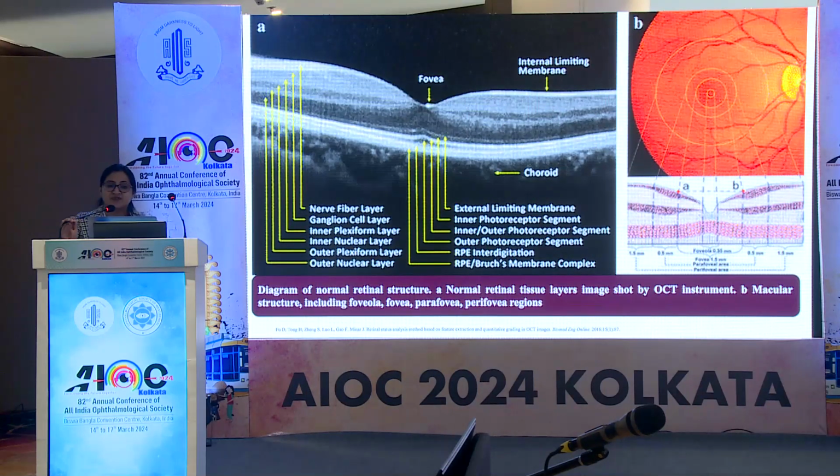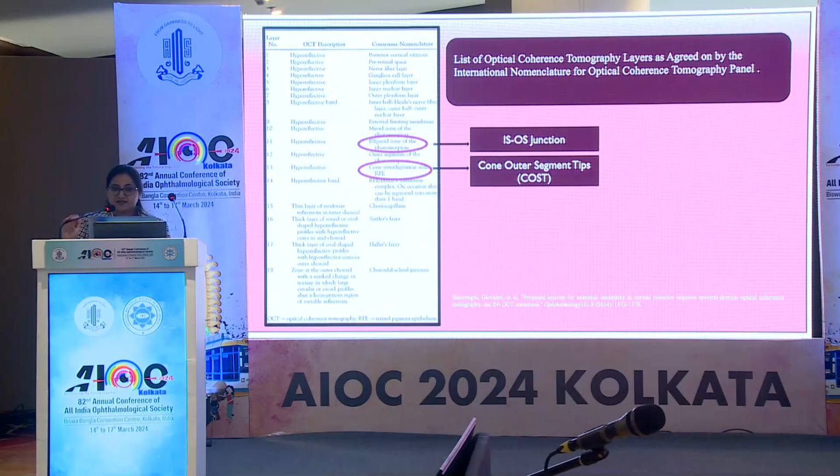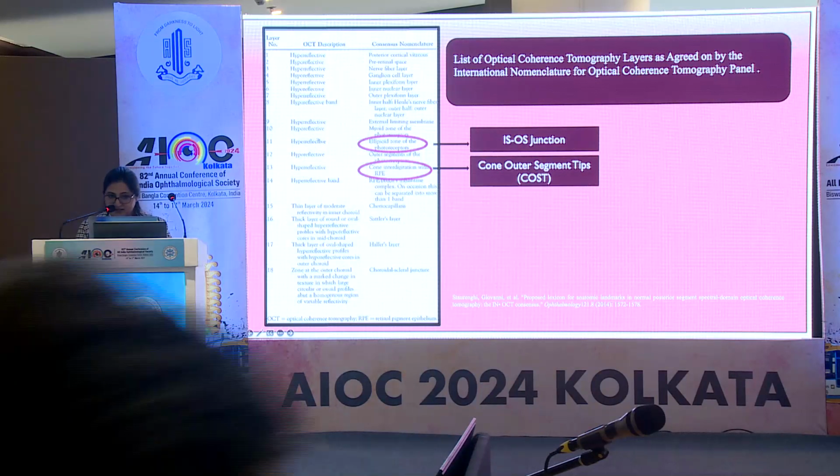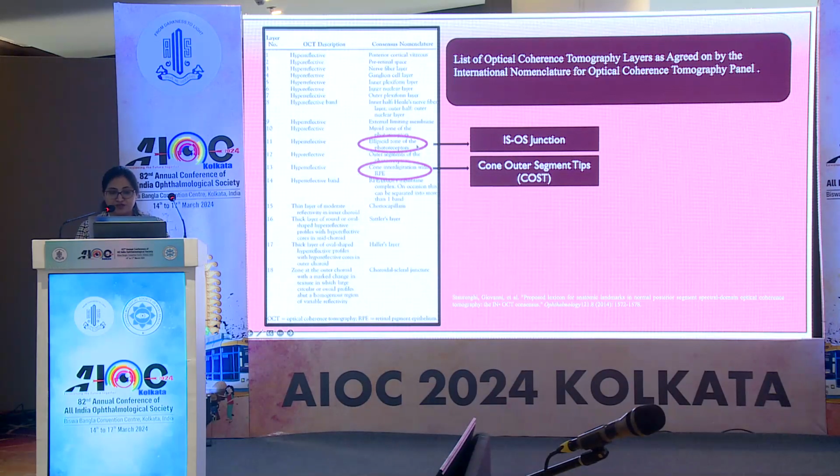So this slide, I think we have all seen in the past 3 talks, but it's very important because this is the main thing which we should always remember, because this is how a normal OCT looks like. It's the list of OCT layers agreed on by the international nomenclature for OCT panel. So it's very important to know that the plexiform layers are hyperreflective and the nuclear layers are hyporeflective, and the 4 external hyperreflective bands comprise the external limiting membrane, the ellipsoid zone of the photoreceptor, that is the ISOS junction, the cone interdigitation with RPE, that is the cone outer segment tips, and the RPE Bruch's membrane.